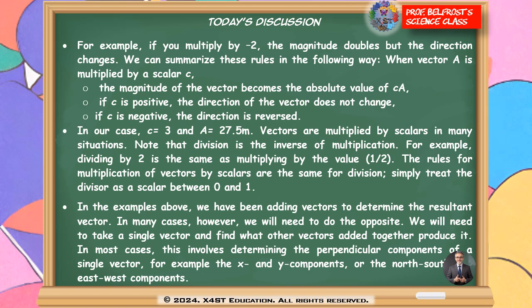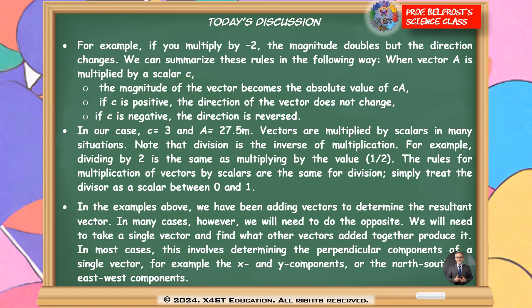So here's the summary. When vector A is multiplied by a scalar C, the magnitude of the vector becomes the absolute value of C times A. If C is positive, the direction of the vector doesn't change. If C is negative, the direction is reversed. How about if C is 0? You will rarely find this condition, but if C is 0, it results in magnitude 0 and direction also 0. So in our case, C is 3 and A is 27.5 meters. Vectors are multiplied by scalars in many situations.